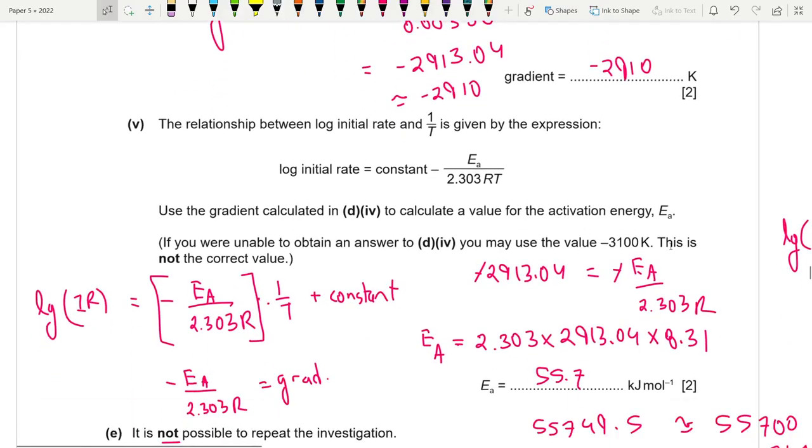If you didn't find one, use minus 3100. Okay, let's do it. So log initial rate is equal to, I'm going to rearrange it a bit, minus activation energy divided by 2.303 R into 1 by T.